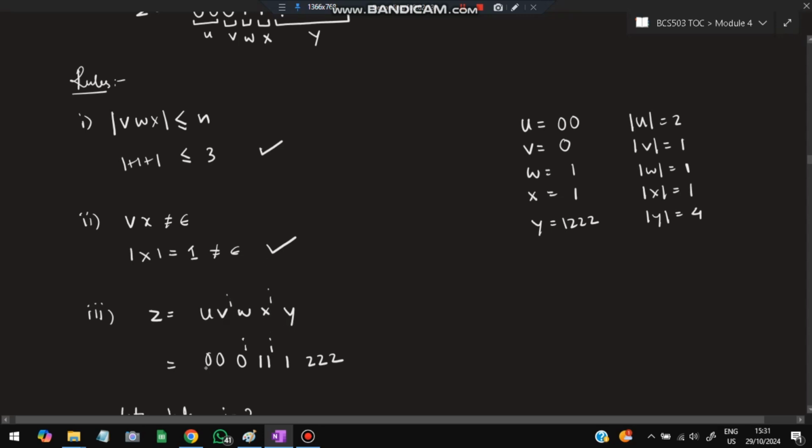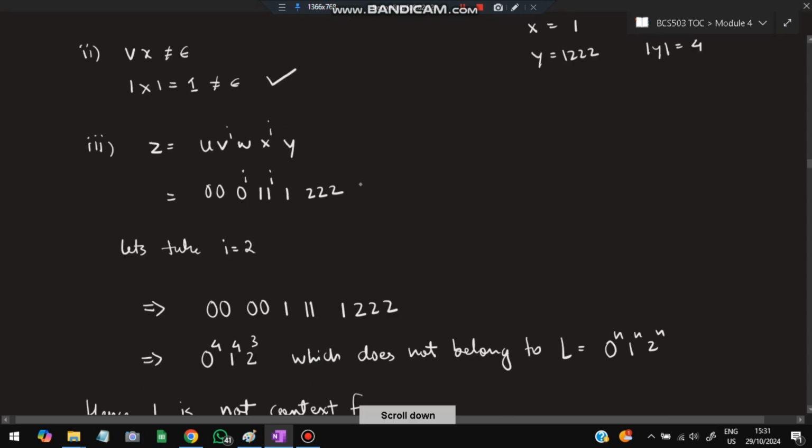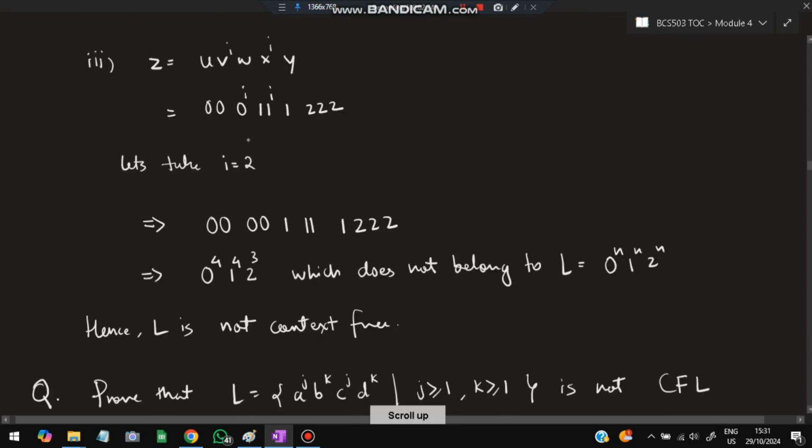So the string will be written here, this is u v w x y. Now pumping i, let's take i is equal to 2. Once we take i is equal to 2, the i value will become 2, meaning 0 power 2 is 2 square, right? So 0 0 and 1 will be here only, and this 1 will become twice, and 1 and 2 to 2 will be here. So this is after the pumping.